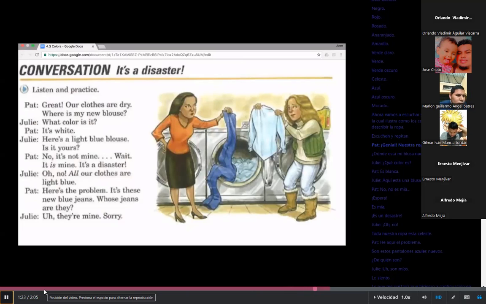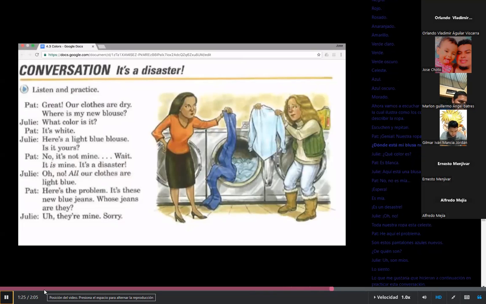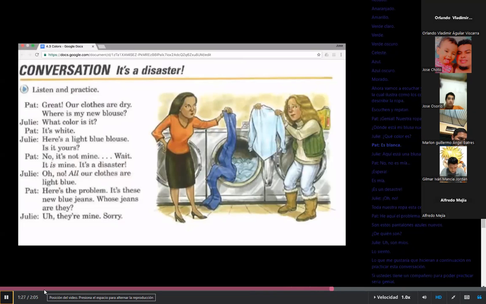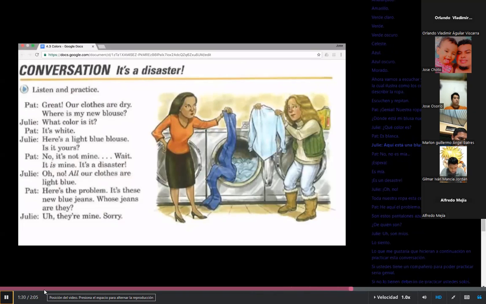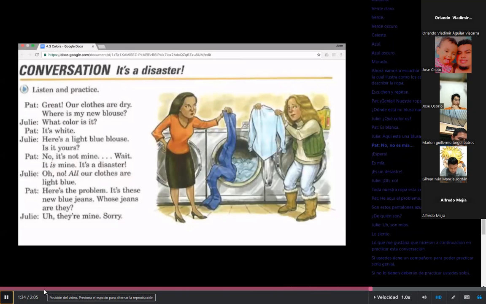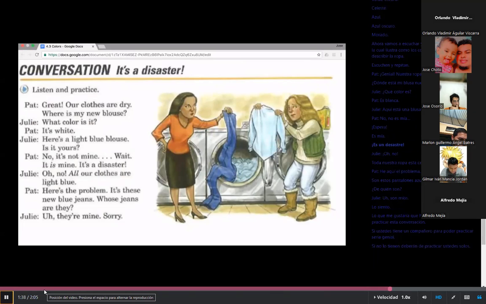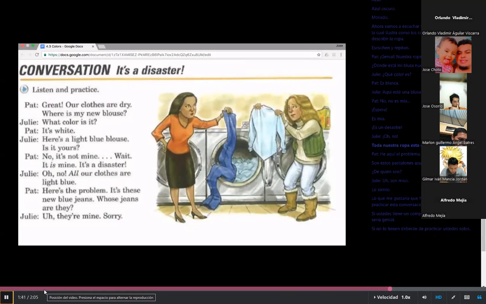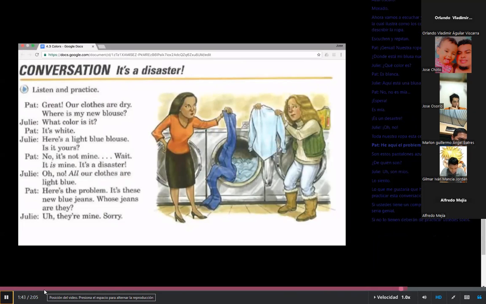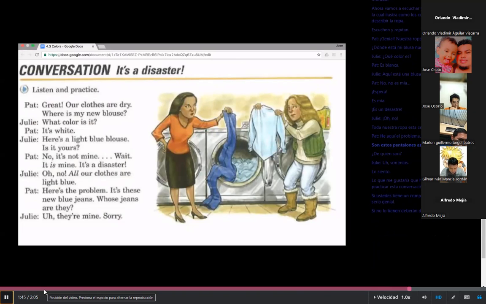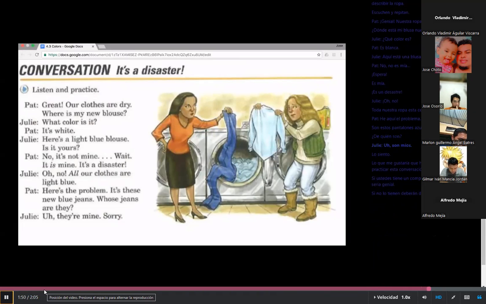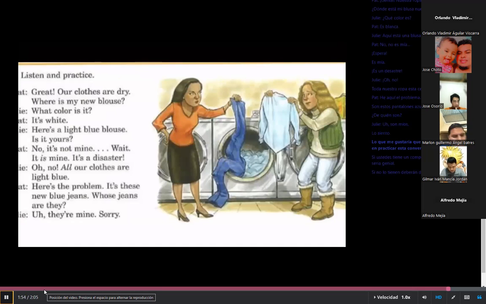Great! Our clothes are dry. Where is my new blouse? What color is it? It's white. Here's a light blue blouse. Is it yours? No, it's not mine. Wait, it is mine. It's a disaster. Oh no! All our clothes are light blue. Here's the problem. It's these new blue jeans. Whose jeans are they? They're mine. Sorry.